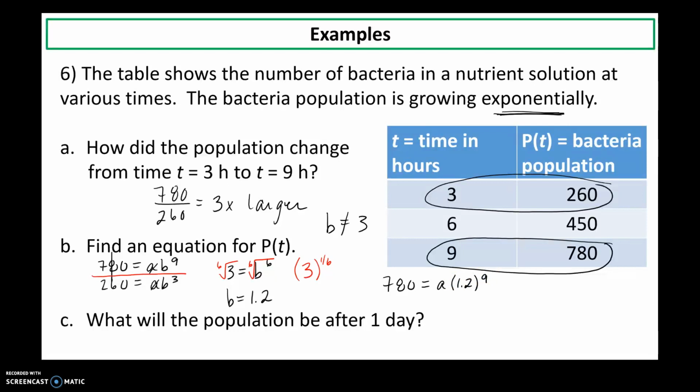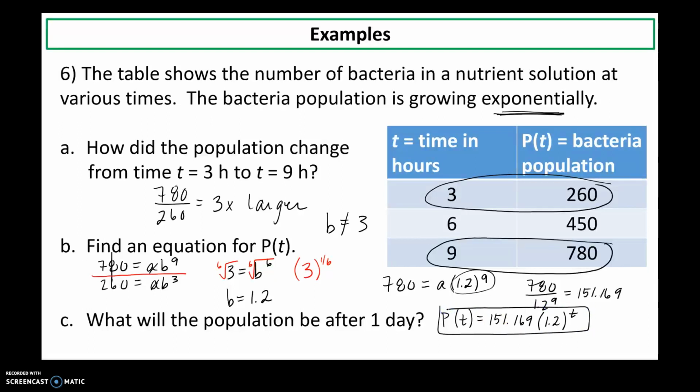Okay, let your calculator do all the work. Do not approximate this as a decimal. Into your calculator, plug in 780 divided by 1.2 to the 9th power. To 3 decimal places, I got 151.169. So my equation to represent my population would be my initial population, 151.169. My growth factor is 1.2 raised to the t power. Okay, it verifies that it's exponential growth because that value of b is bigger than 1.